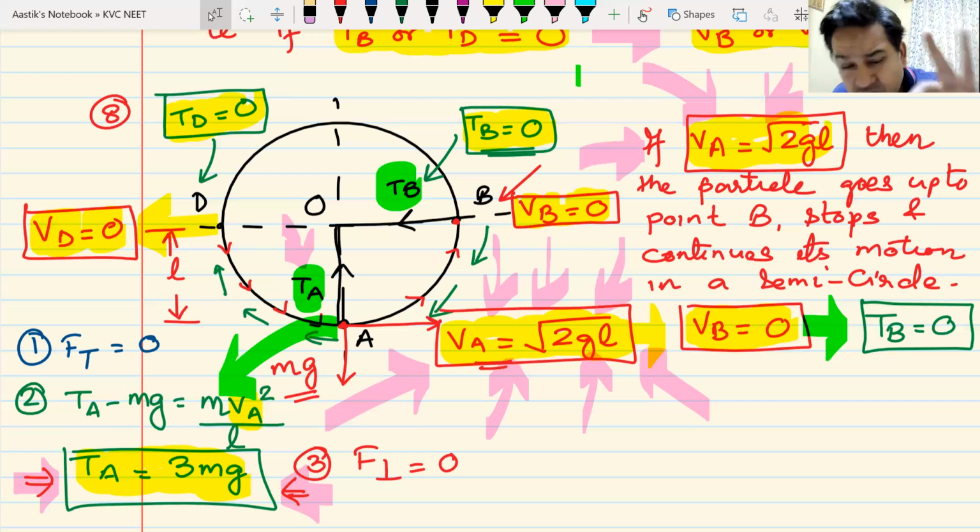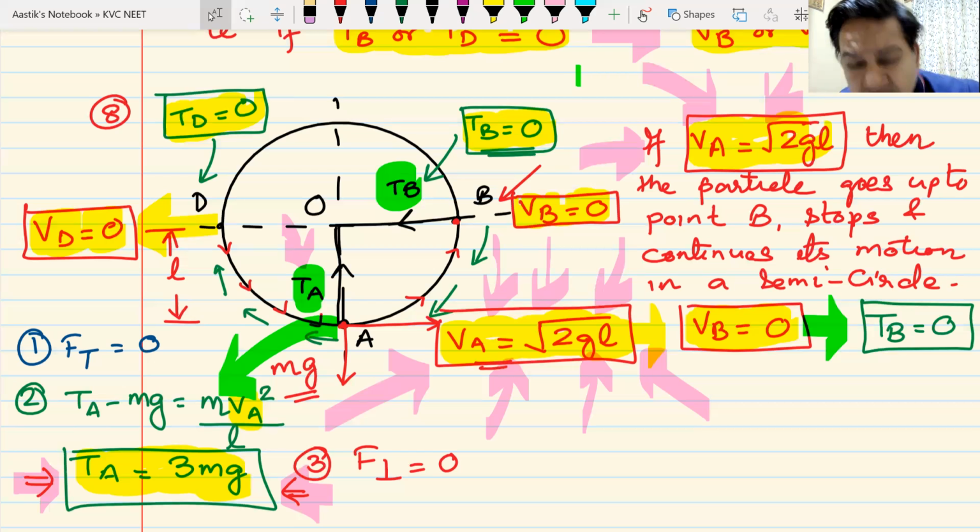Okay, we also found out the tension at points A, B, and D. Tension at points B and D were zero. Tension at point A, we found out using the second equation, the equation in the radial direction, and the answer was that tension at point A was 3 mg.